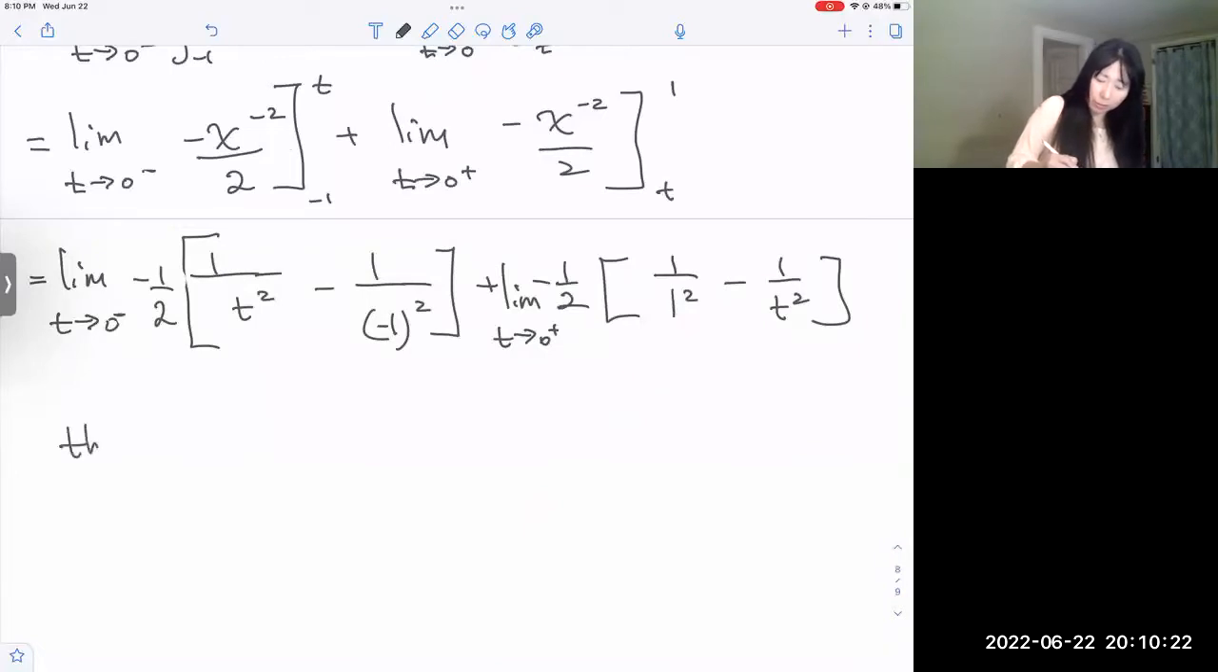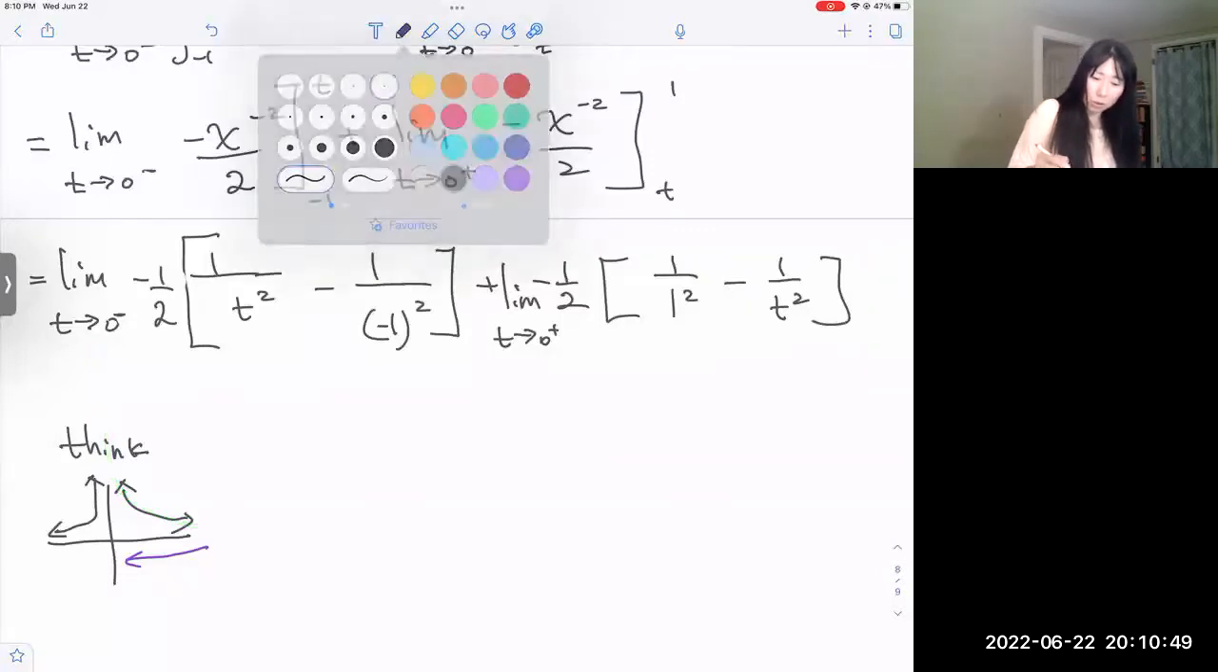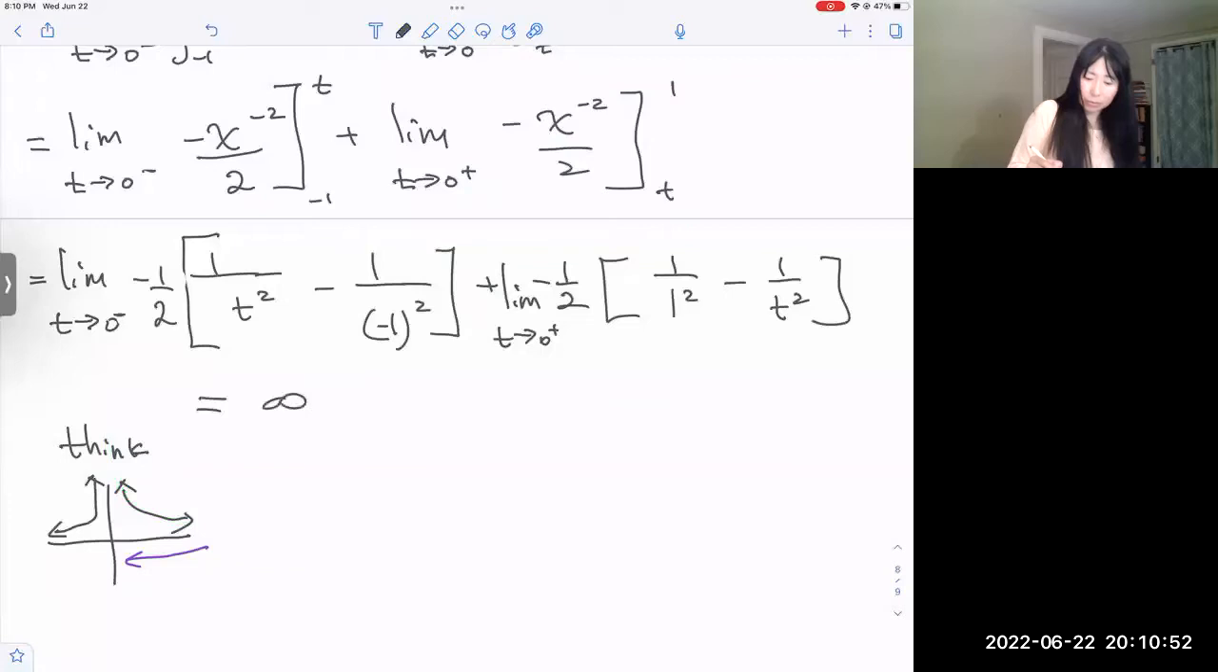Now think of 1 over t squared, which looks like this, right? When t approaches 0 from the left, what's the graph behavior? It goes to infinity. Positive infinity, right? Done. We don't have to do any others.